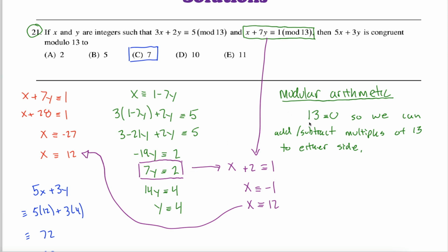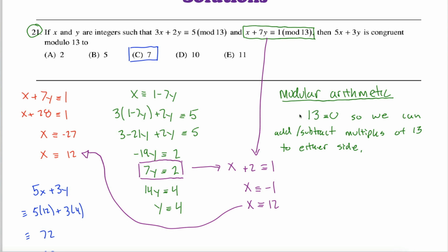And that's true whether you're talking about multiples of 13 of your variable or multiples of 13 of a constant like negative 27. I added 39 to both sides here. That 39 changed the negative 27 into a positive 12, and the 39 on this side is just congruent to 0. So you can think about that as 0 plus x.